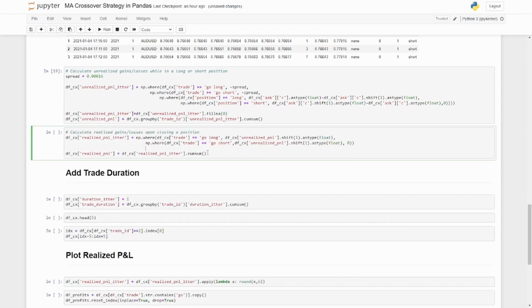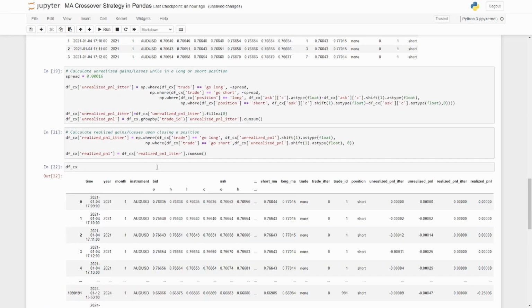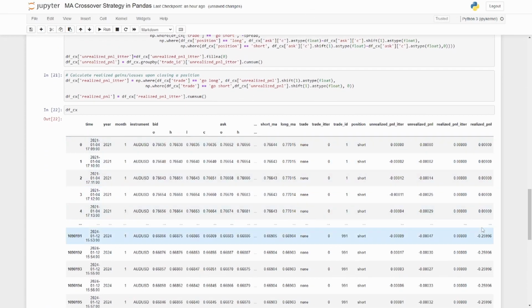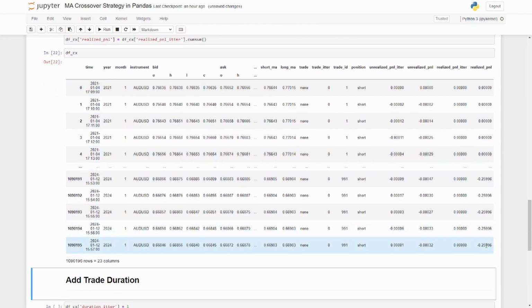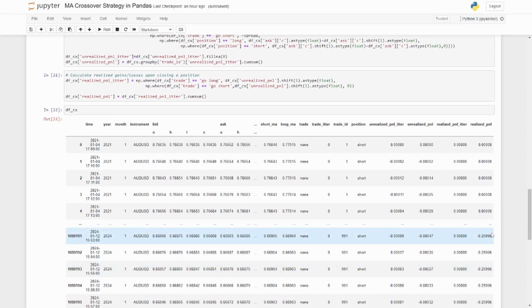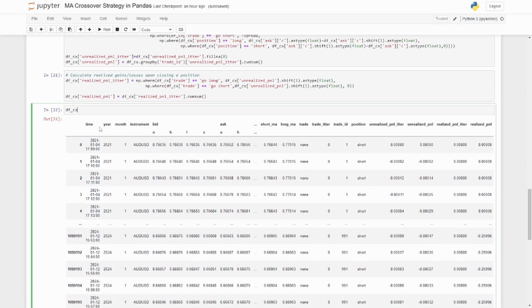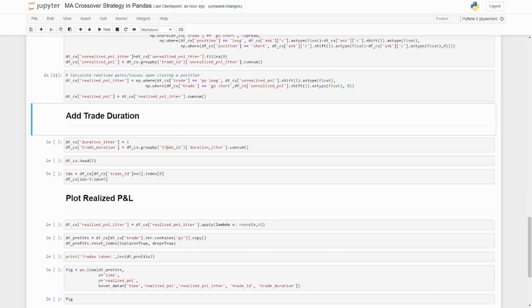Now we're going to do realized P&L. Realized P&L is going to leverage that unrealized P&L. Let's just show the data frame. Now we can see it's 0, 0, 0, 0. And then at the end, we can see, oh my gosh, it's negative 25.9 cents, which is like 26,000 pips. Not 26,000, 2,600. I'm so sorry. 2,600 pips, which is crazy. That's a lot of money lost. That blows up people's accounts. But we'll get rid of that. We'll just keep on going.